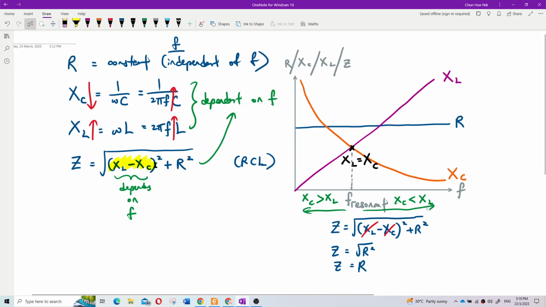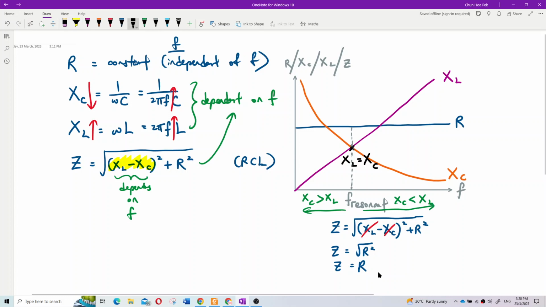That means when XL minus XC, because they are not equal, one of them will be bigger. So when you square it, of course the value is more than 0. There will be a certain value coming from here, and then plus R squared. R is always constant all the time. So the graph of Z, actually this is the point. At resonant frequency, Z is R, isn't it?